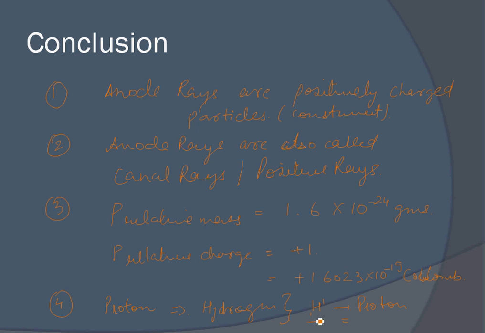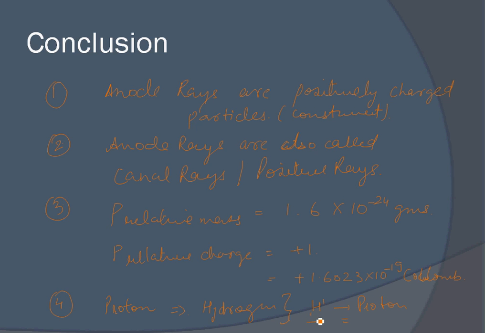So here I conclude the whole experiment by the property of the proton, which has been discovered in this experiment by Goldstein in 1886, with the cathode electrode having holes in it. The proton, which possesses a unit positive charge with the value of 1.6023 into 10 to the power minus 19 coulombs, is a positively charged particle present in the atom of every element.